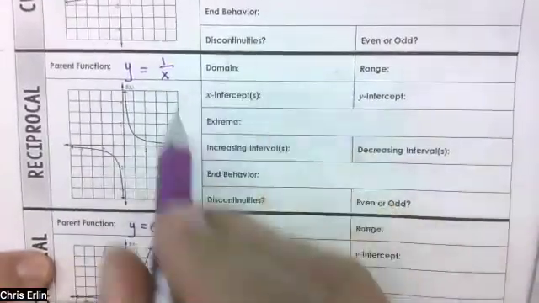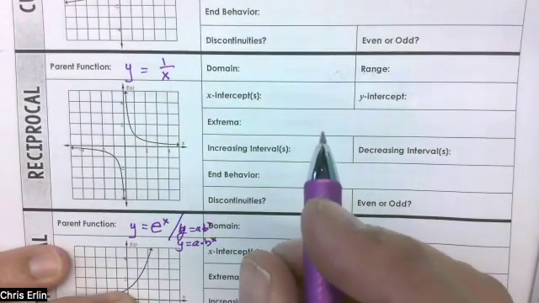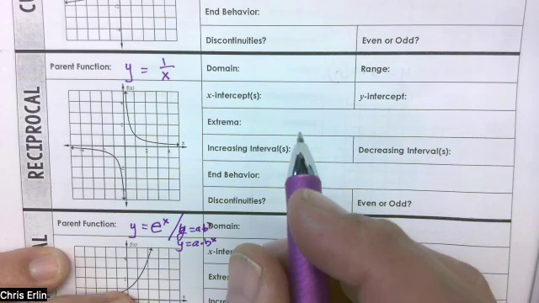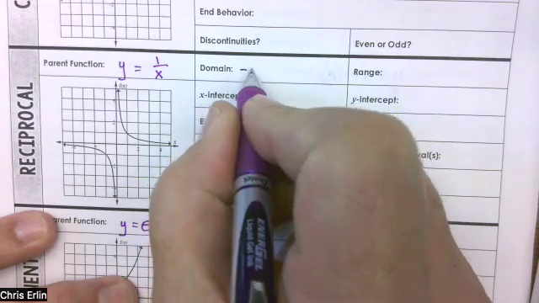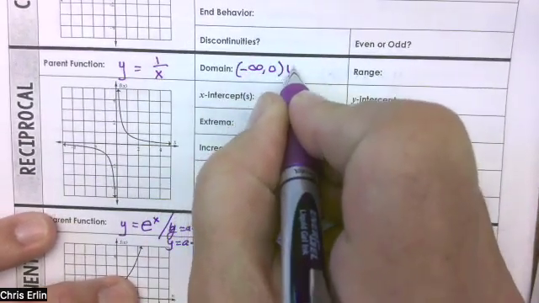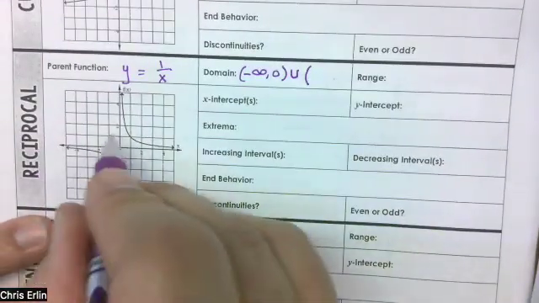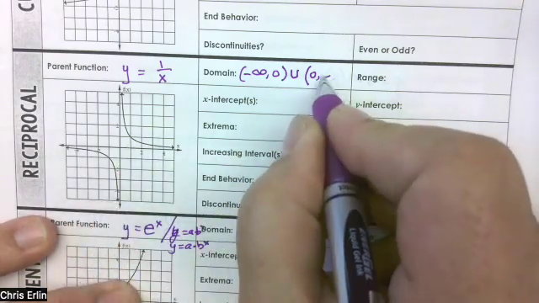Let's take a look. Can someone please raise their hand and give me the domain of a reciprocal parent function? Yes, Jason. Negative infinity to zero, and then the union with zero to infinity. So you're choosing interval notation. I love it. Negative infinity to zero. And then there's nothing at zero. We don't get to use that value. And then it continues on to infinity.